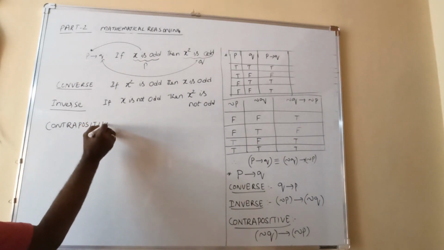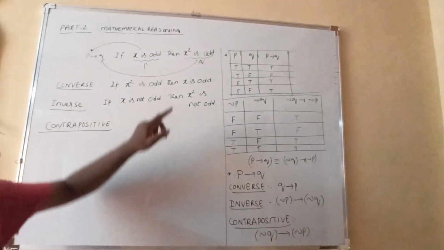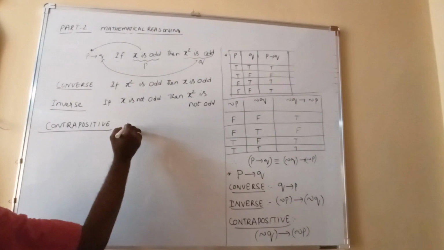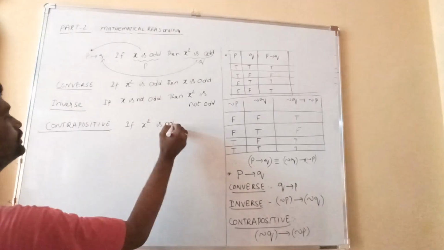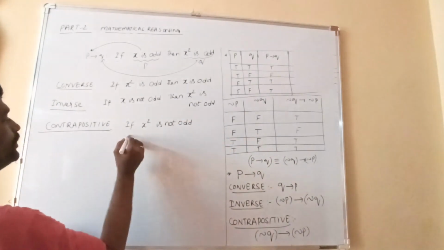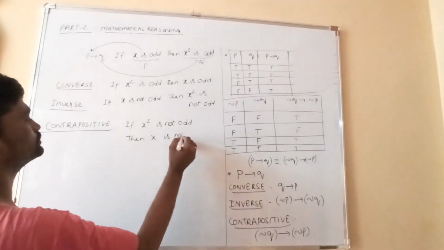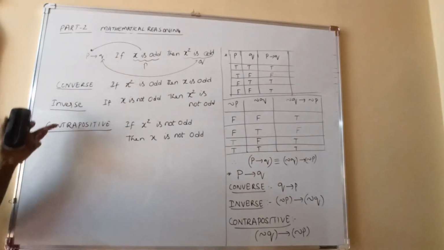Contrapositive. So what is the contrapositive? Negation Q implies negation P. That means what we have to write as the contrapositive? If X square is not odd, then X is not odd. So this is the converse, inverse, contrapositive.